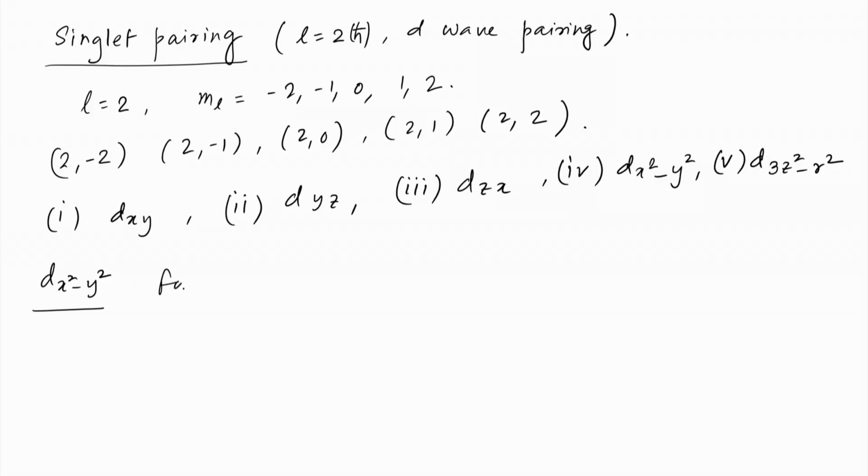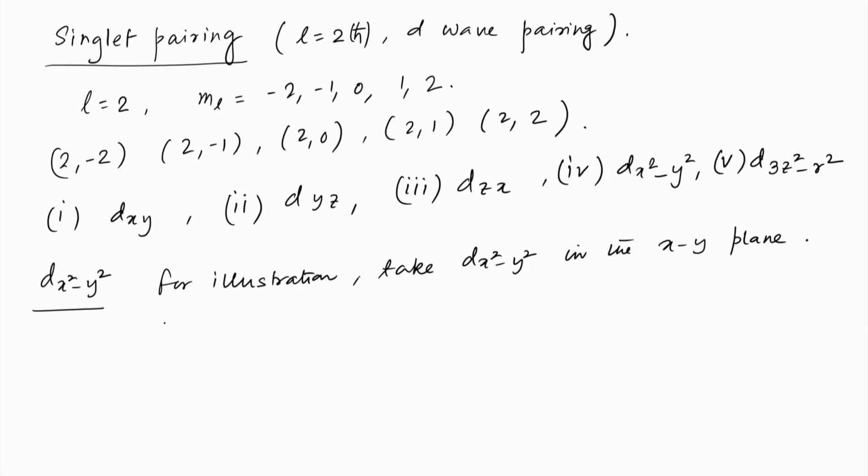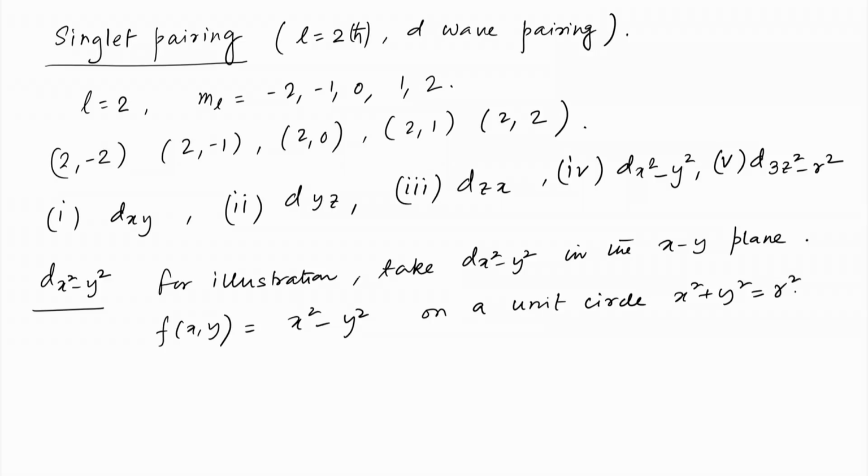And for illustration, let us take a function dx square minus y square in the xy plane. We will write this f of x y as x square minus y square on a unit circle x square plus y square equal to r square equal to 1, which means that y square is equal to 1 minus x square. If we substitute in f x y, this will be 2 x square minus 1. And so, this 2 x square minus 1 is the function.